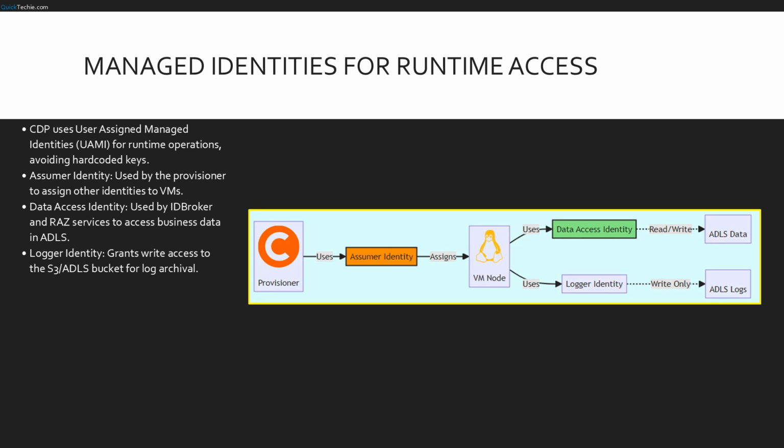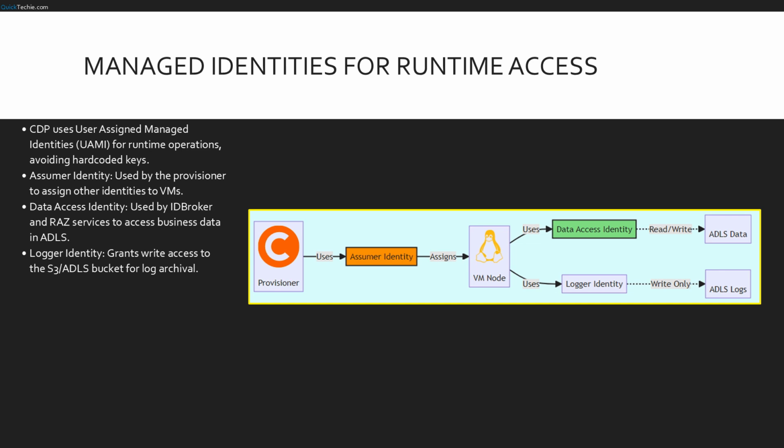Once the environment is running, how do the clusters themselves access Azure? We use user-assigned managed identities. There are 3 critical identities you must pre-create. First is the Assumer identity, which has a unique role allowing it to assign other identities to virtual machines dynamically. Second is the data access identity, used by the ID Broker and Ranger RAZ services to access your actual business data in ADLS. Finally, the logger identity allows the cluster nodes to push audit and service logs to your designated storage container.